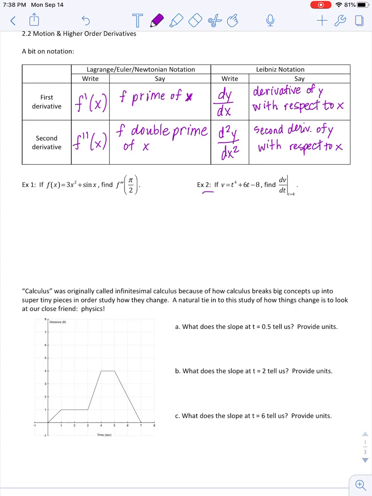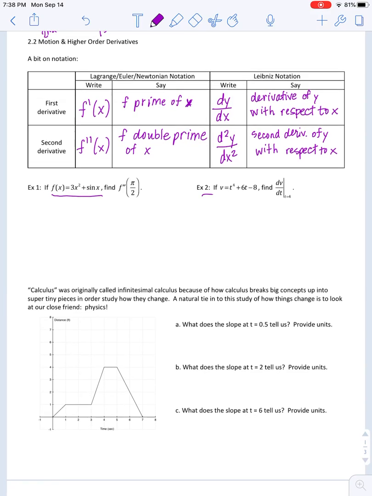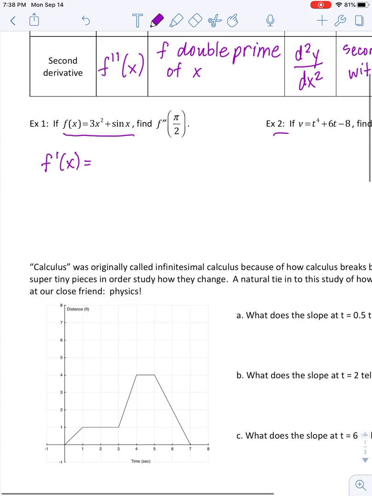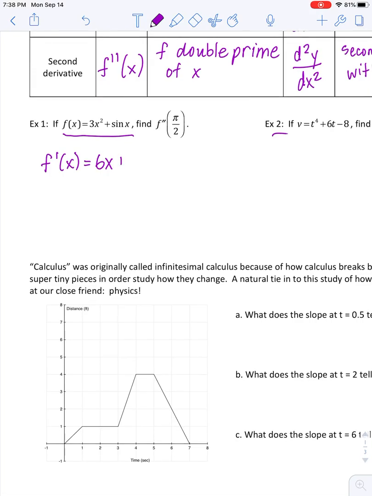But let's do something very basic here in example 1. Example 1 says we have a function that is 3x squared plus sine x, and we want to find f double prime of pi halves. That means we want the second derivative at pi halves. The correct way to show somebody that you are doing this work is to write down your first derivative first. So the derivative of 3x squared is 6x. The derivative of sine x is cosine x. And that's all we do.